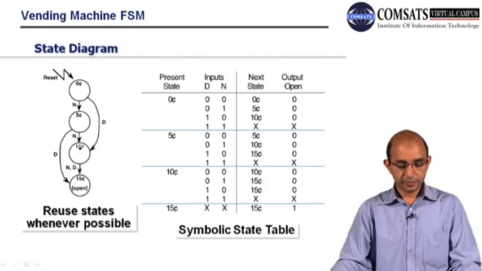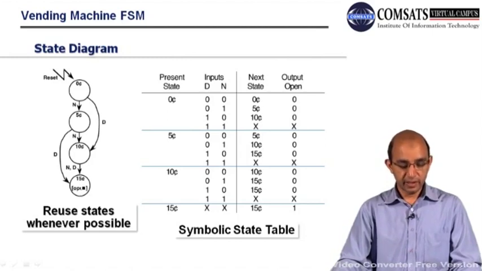From 5, we need to insert a dime: 5 plus 10 is 15, and the machine will release the package. If we are at 10 cents, we will be inserting a dime or n.